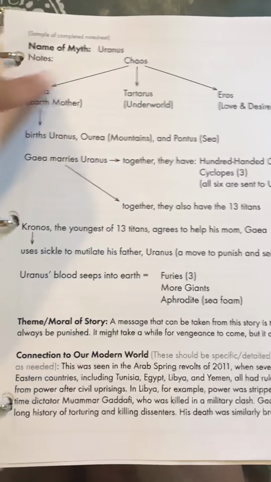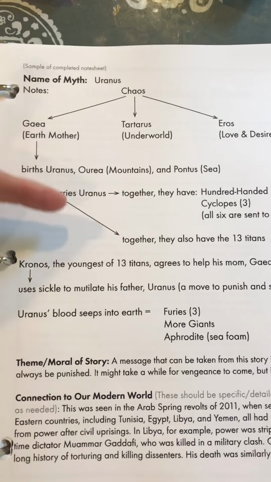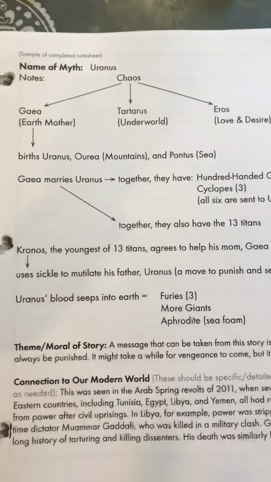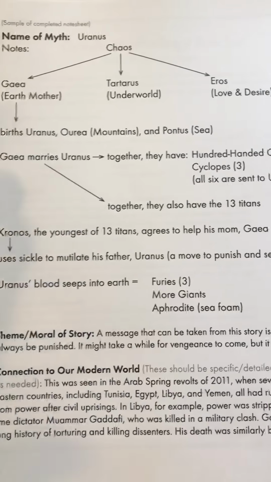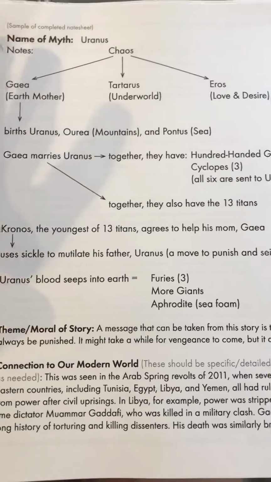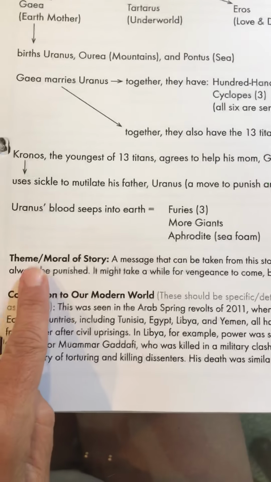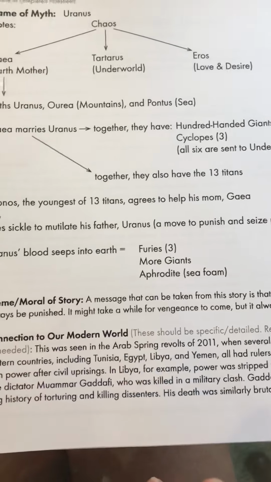When you read a myth and do the notes, here's a sample one in your folder. You can either do something like this, or you can draw pictures, you can do bullet points, you can do an outline, you can write a paragraph. However you learn best, take some notes on the myth so that you can remember what it's all about. All right, so the top part is going to be the notes on the myth. After that, you're going to have a theme or moral of the story. It's a message that can be taken from the story.